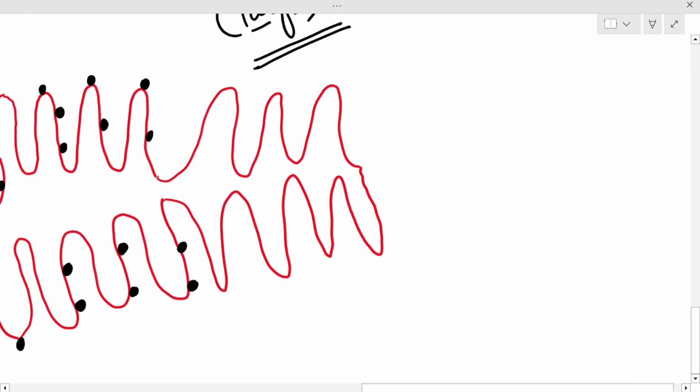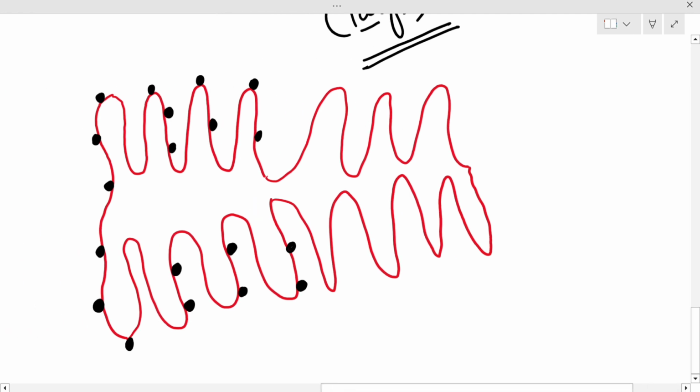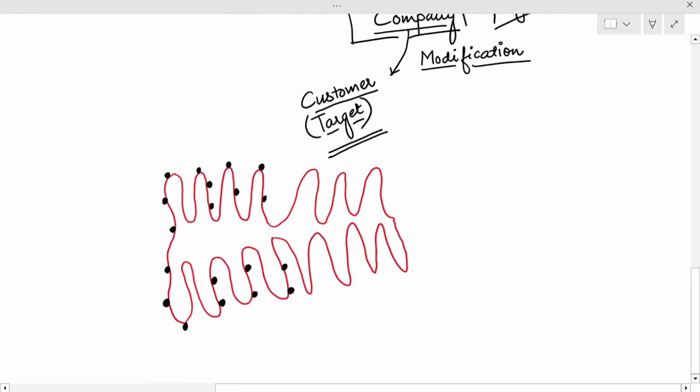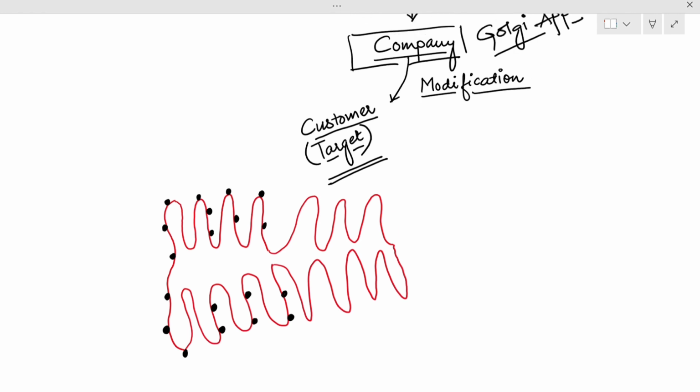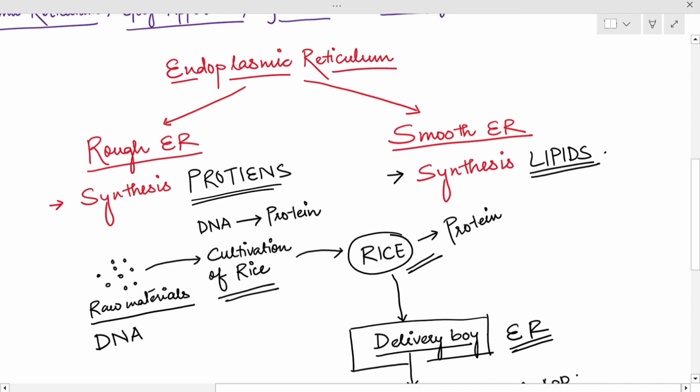Okay, this is just a rough diagram. And smooth endoplasmic reticulum means smooth type appearance on the outer surface. So there are no ribosomes embedded in the smooth endoplasmic reticulum. Okay, fine. So now you got the difference. Rough endoplasmic reticulum means ribosomes are embedded in the outer surface of the endoplasmic reticulum. So that's why it is known as rough endoplasmic reticulum. And in the smooth endoplasmic reticulum, there is nothing embedded in the outer surface. So that's why it gives a smooth type of appearance. Okay, fine.